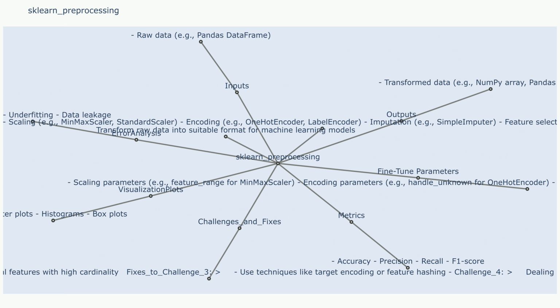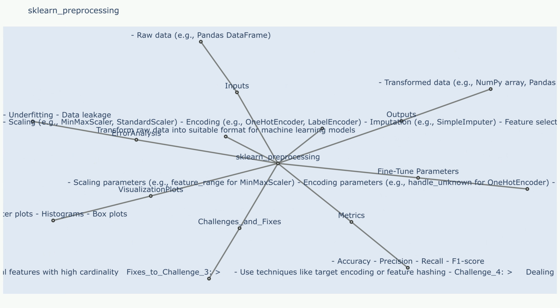Use appropriate encoding techniques like one-hot encoding or label encoding to convert categorical features into numerical representations suitable for machine learning algorithms. Challenge 4. Explain in detail inconsistent preprocessing. Applying different preprocessing methods to different parts of the data pipeline can lead to inconsistent results and make it challenging to interpret the model's predictions.